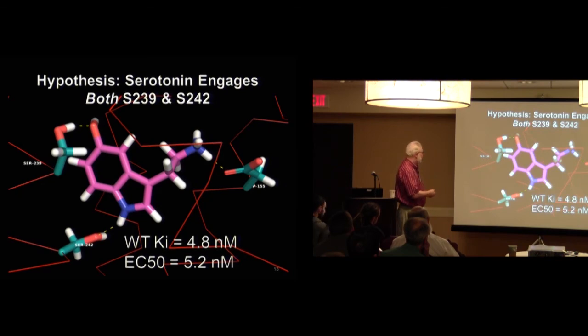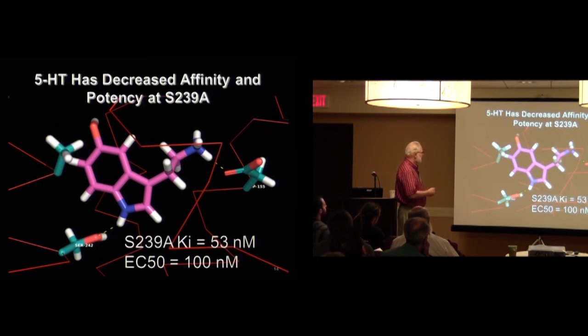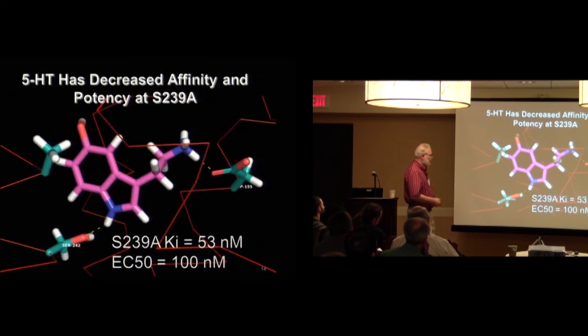When we mutate 239 to an alanine, now there's no longer any interaction here. And you see we went from 5 to 50 and 5 to 100. So we had a 10 to 20-fold loss in affinity and potency by mutating this residue from serine to alanine.